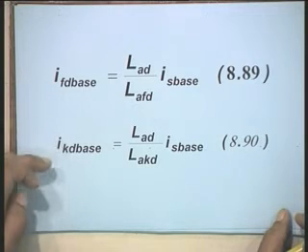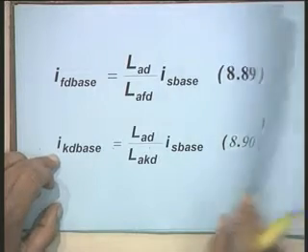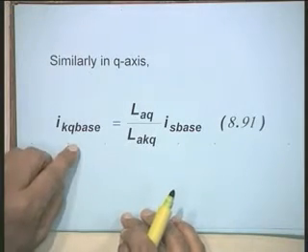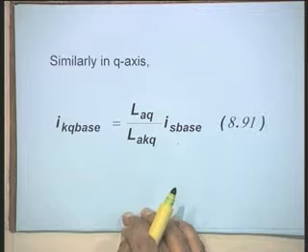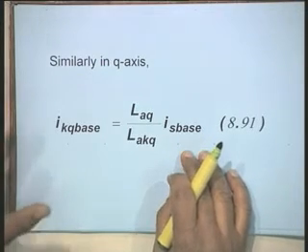And we finally get the relationship that the base value of the field current, the base value of the amortisseur circuit current, and the base value of the quadrature axis amortisseur circuit current are expressed in terms of the stator circuit base current. Okay. Similarly, we had also established the VA base for all the rotor circuits in terms of the 3-phase VA base of the stator.